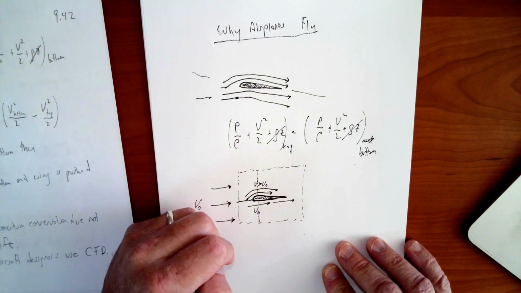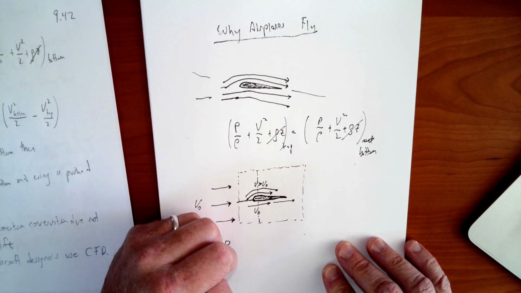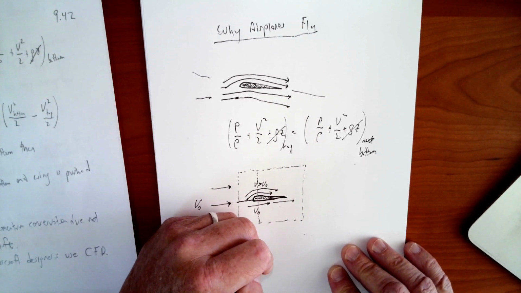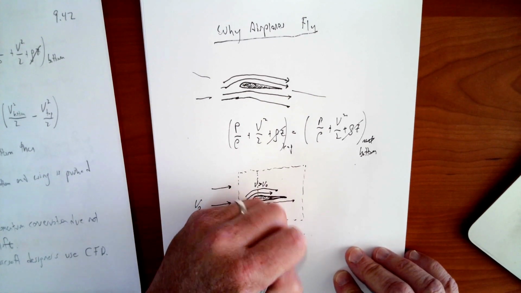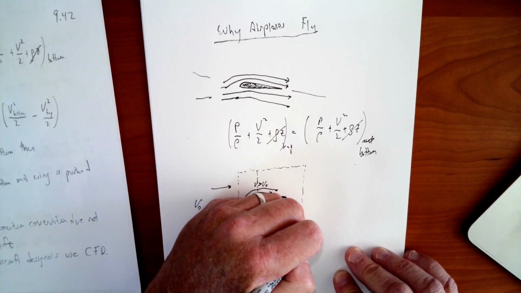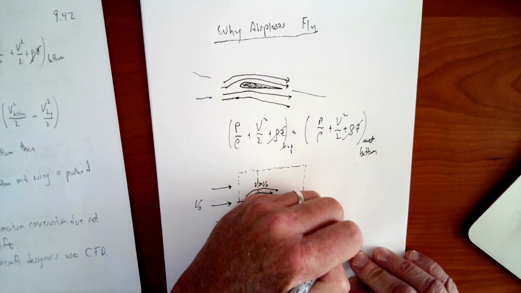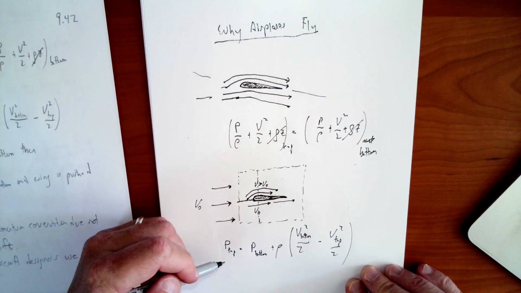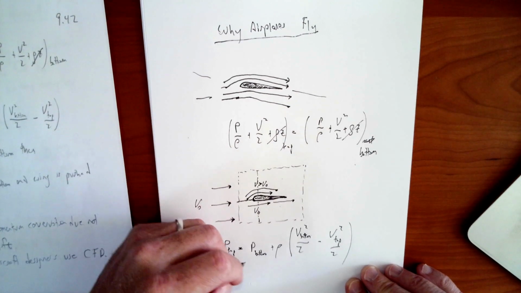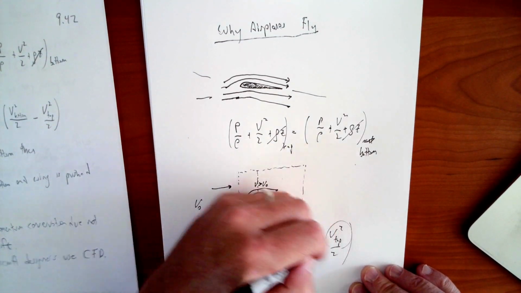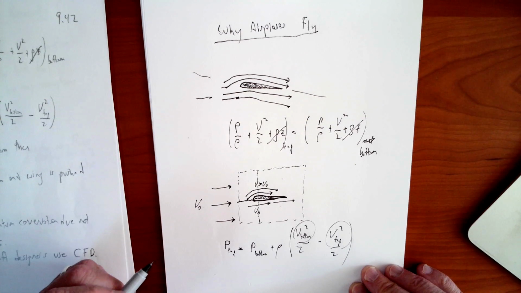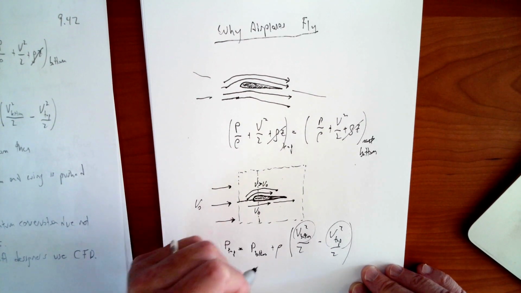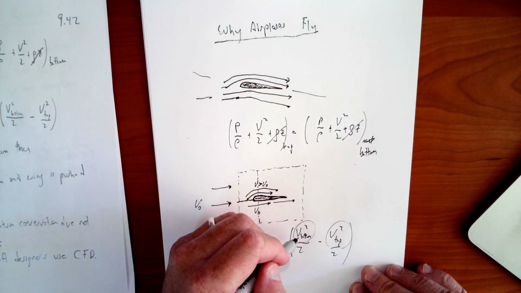But that tells you that the pressure on the top of the wing is going to be equal to the pressure on the bottom of the wing plus rho times the V at the bottom squared over 2 minus V at the top squared over 2. So I've just solved this equation for P at the top. And that clearly means that V at the top is faster than V at the bottom. That means the pressure at the top is going to be less than the pressure at the bottom because V top is negative, V bottom is positive.